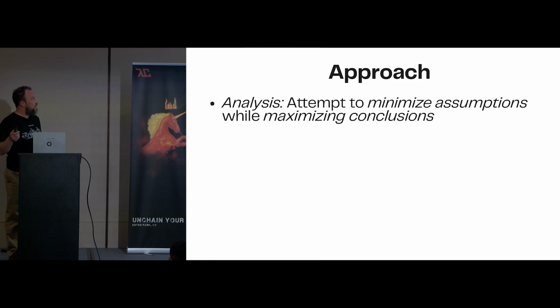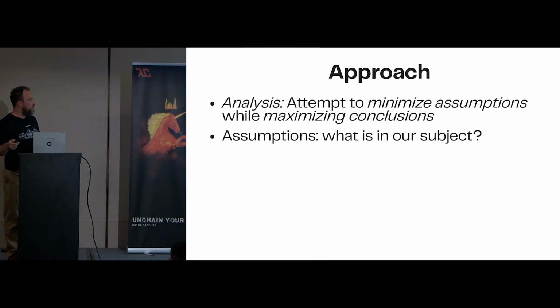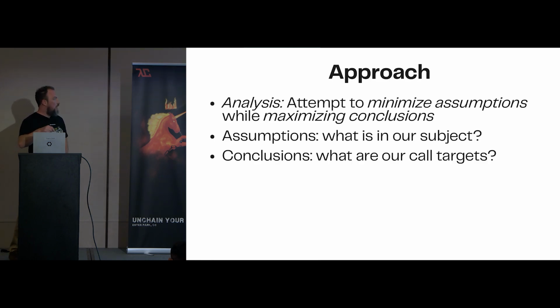Okay, so we're going to do a program analysis on Nock where we're going to attempt to minimize our assumptions about the subject while we maximize what conclusions we can draw. And the assumptions are just what is actually in our subject, right? So we have this tree, what parts of the tree are what? And the conclusions are just what are our call targets? What Nock program are we actually going to evaluate at each call site?